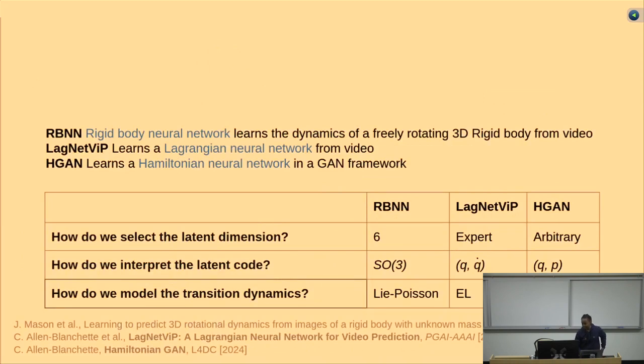In summary, our approaches to learning dynamics from video exist on a spectrum of explicit constraints, and each of them maintains interpretability, which is important when we think about incorporating learned solutions into downstream tasks. RBNN requires knowledge of the degrees of freedom and the structure of the configuration space at design time. LogNet VIP only requires knowledge of the degrees of freedom, and HGAN attempts to discover structure and degrees of freedom from the configuration space during training.